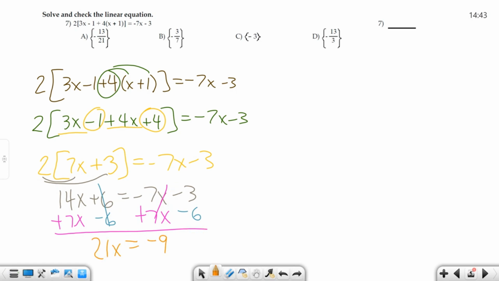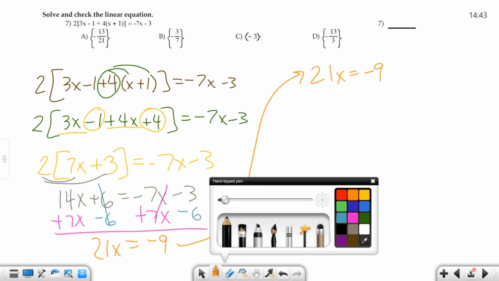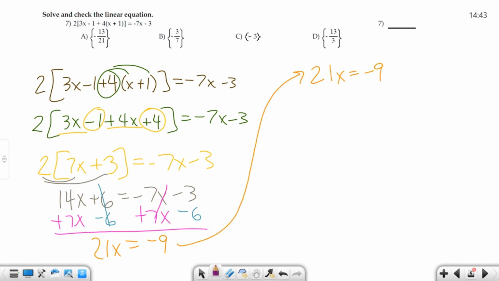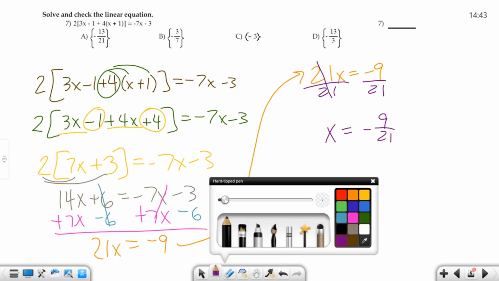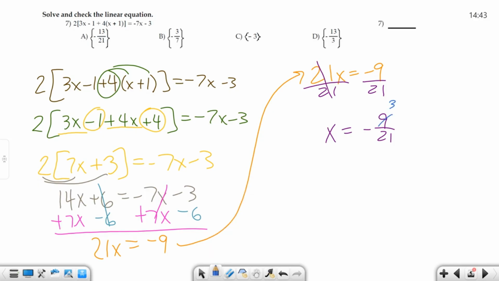So I'm going to bring this up here. 21x equals negative 9. Now, how do you suppose I solve this now? I divide both sides by 21. So x equals negative 9 over 21. But wait a minute. 3 goes into 9 3 times, and that's 7 times. So this is negative 3/7. So x equals negative 3/7.